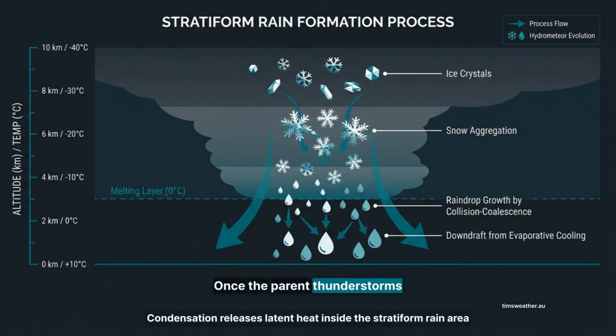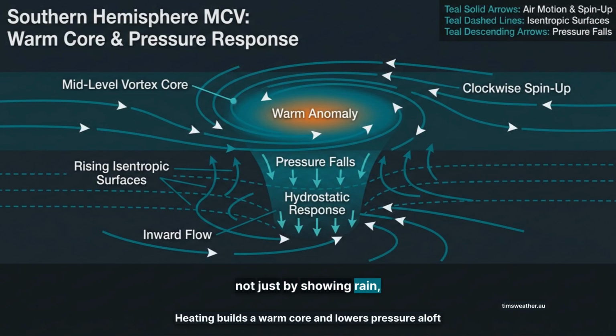Once the parent thunderstorms fade, the MCV may remain as a slow, cloud-filled pinwheel of moisture. Satellite water vapor loops can reveal the swirl after the taller storm clouds clear. Doppler radar can also help, not just by showing rain, but by showing broad inbound and outbound wind patterns in the middle atmosphere. Forecasting these systems matters because they are efficient rainmakers.